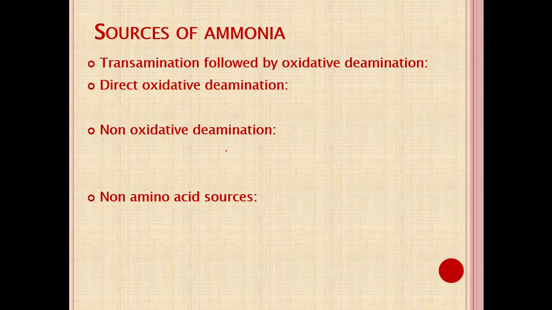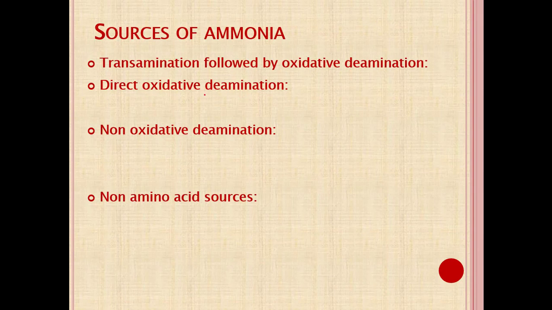Now, the source of ammonia. We have already discussed the source of ammonia: transamination followed by oxidative deamination is one of the major sources. Aspartate first donates its amino group to alpha ketoglutarate and produces glutamate. Then glutamate undergoes oxidative deamination by the dehydrogenase enzyme and produces ammonia.